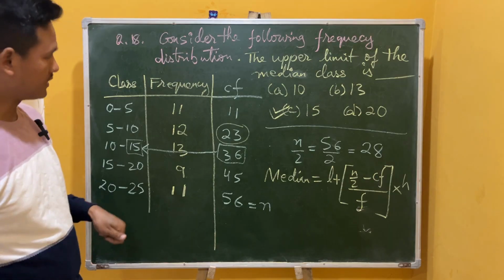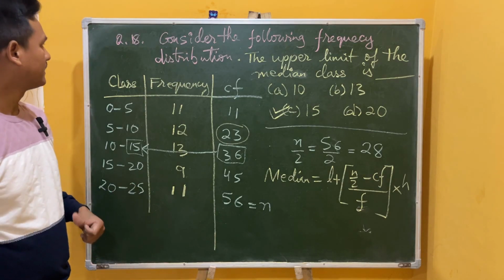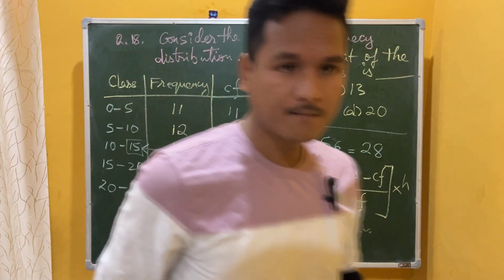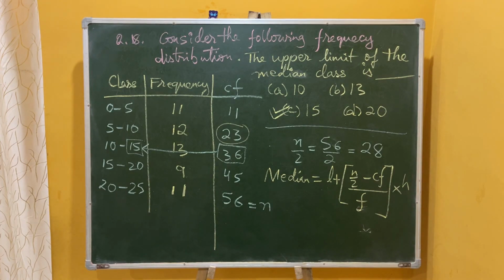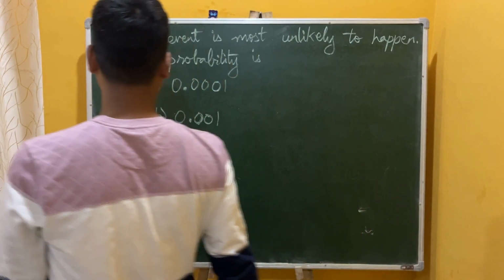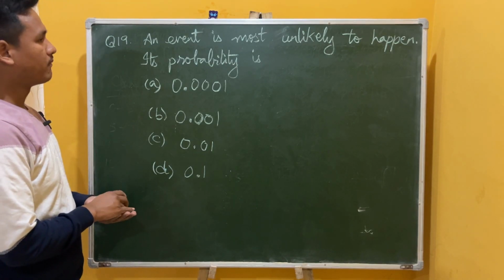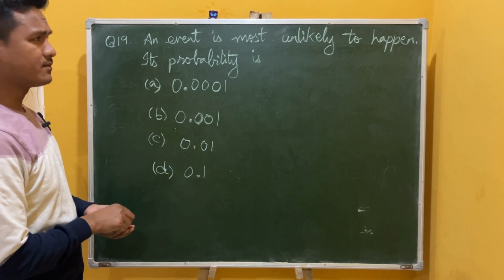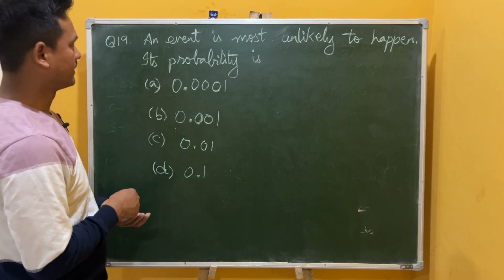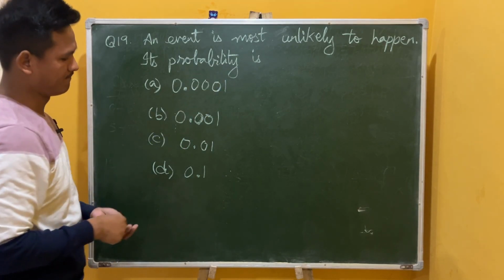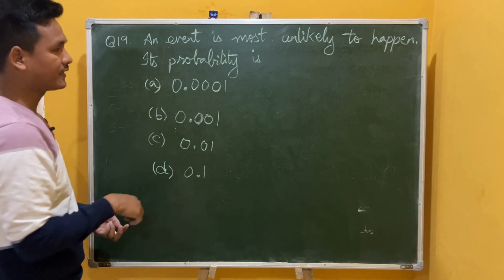So this was a great question. Let's move on to question number 19. We have a question from probability. An event is most unlikely to happen. Its probability is this. So which one is the correct answer?